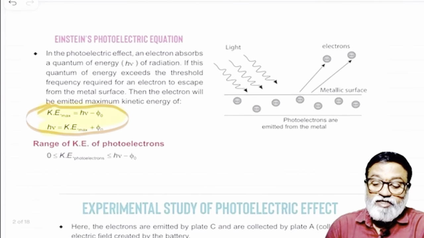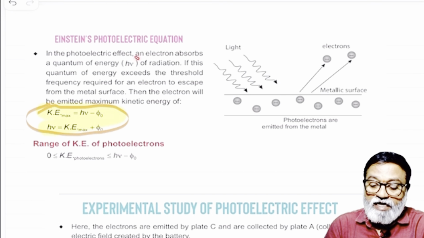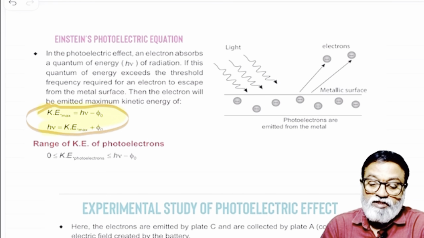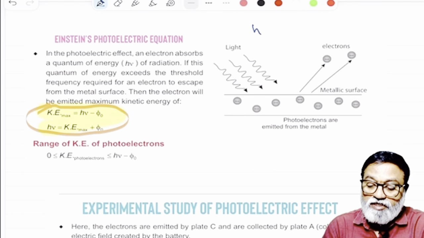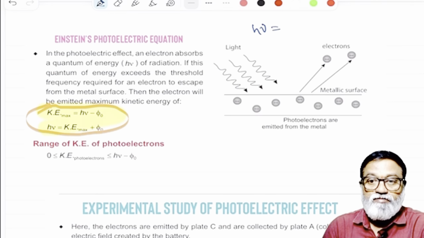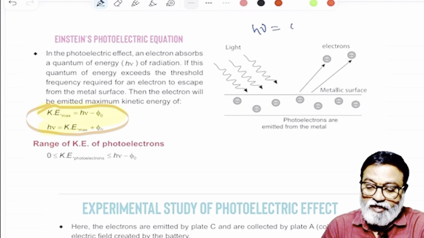Next one, Einstein's photoelectric equation. In the photoelectric effect, an electron absorbs a quantum of energy h nu of radiation. If this quantum energy exceeds the work function required for an electron to escape from the metal surface, then the electron will be emitted with maximum kinetic energy. Therefore, the incident energy h nu is used in two ways: some energy to overcome the work function, that is phi, and the remaining is imparted as maximum kinetic energy.